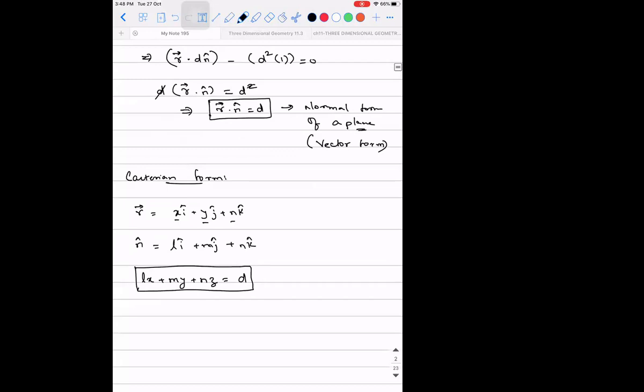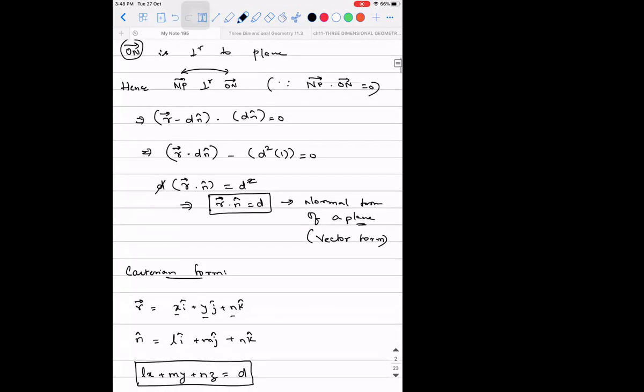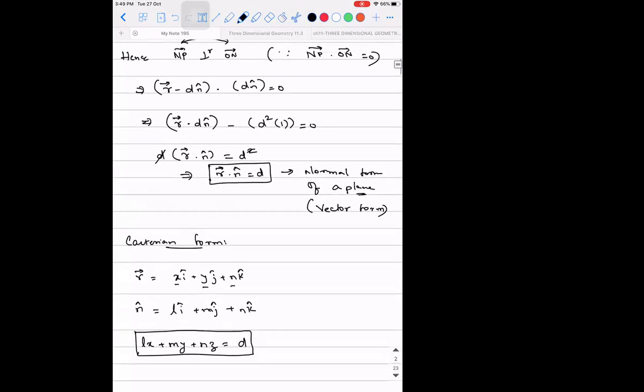This is the Cartesian form of the equation of a plane in normal form. Could you scroll up a little bit? First listen, then I'll give you time to write.